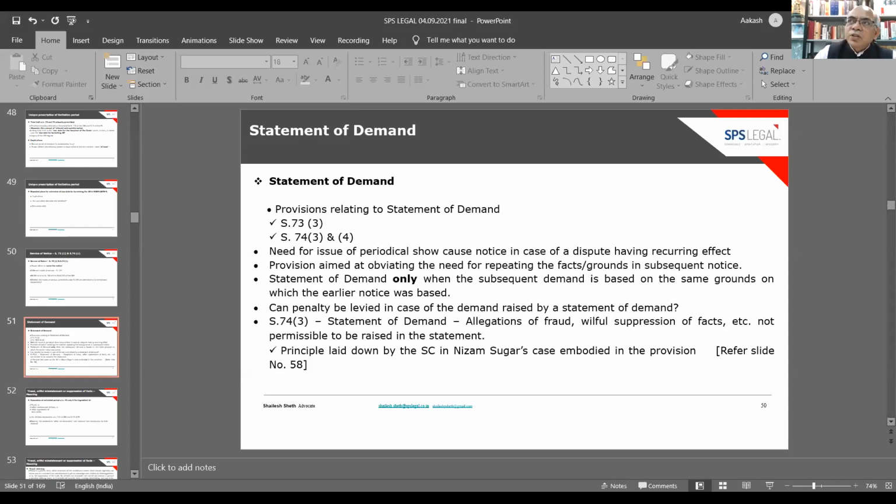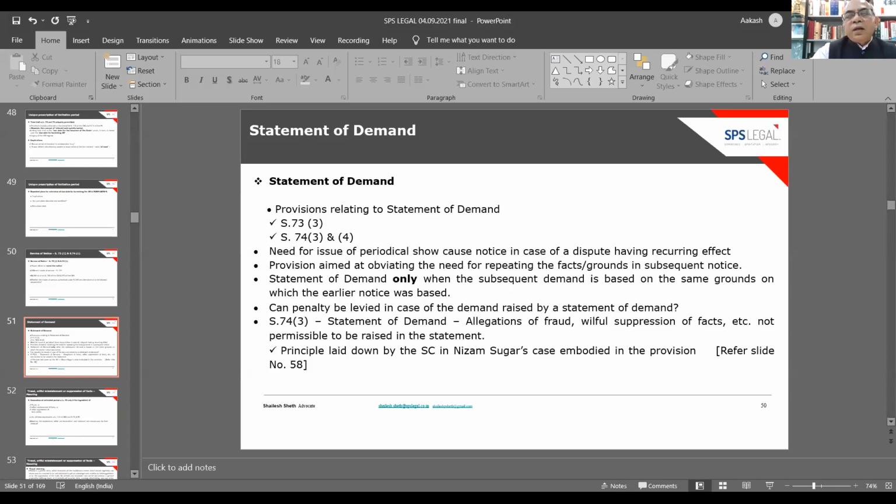So he can simply issue a statement of demand in a tabulated form and simply say that this notice is based on the same grounds and basis on which the earlier SCN for the earlier period has been issued. What is important is that when the statement of demand is issued for the subsequent period, the allegation of fraud and willful suppression is not permissible to be raised. Because once the facts are within the knowledge of the department, then based on the same facts, the department cannot go on alleging evasion and willful suppression again and again and issue the SCN.